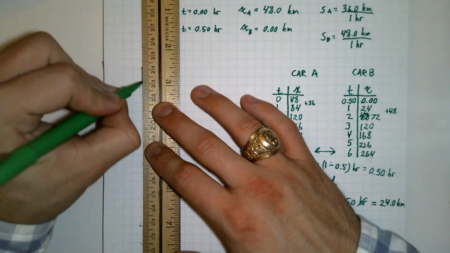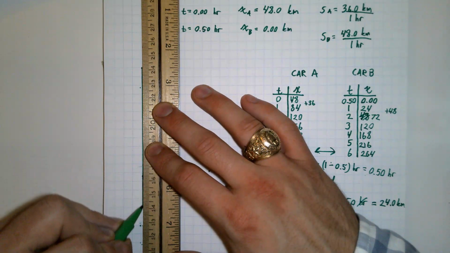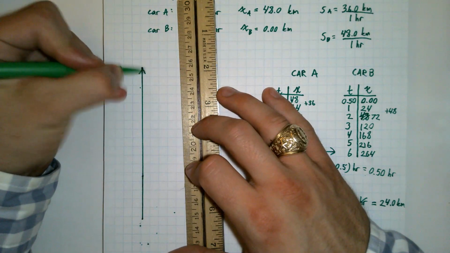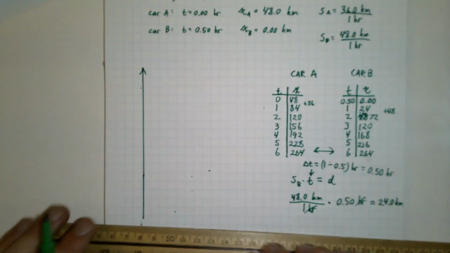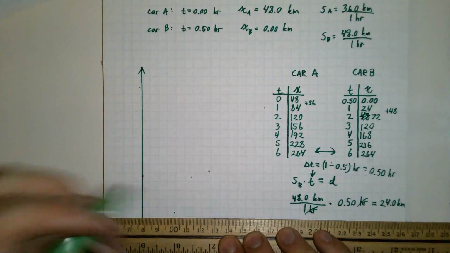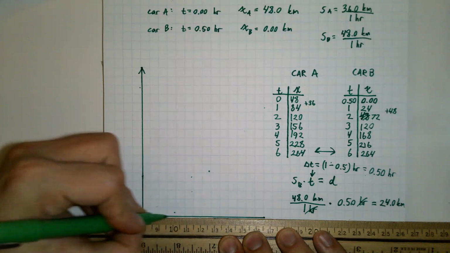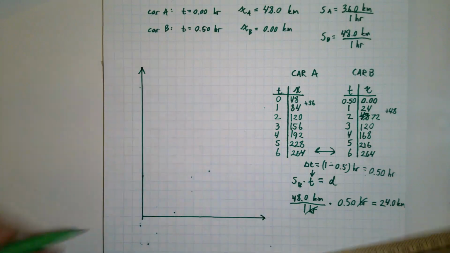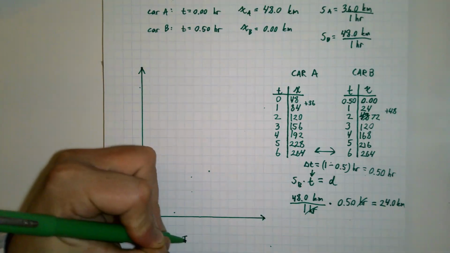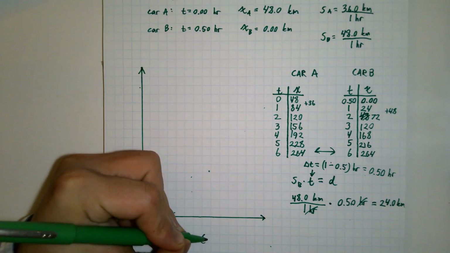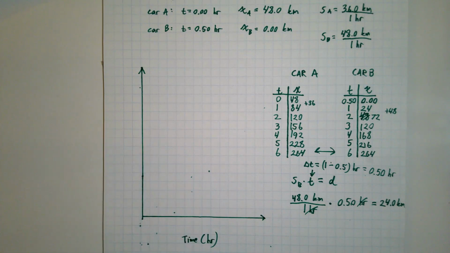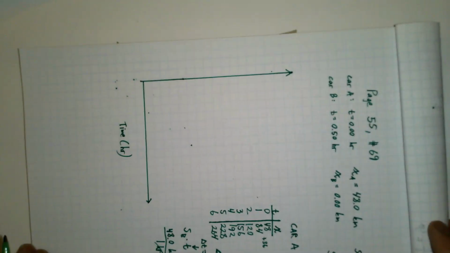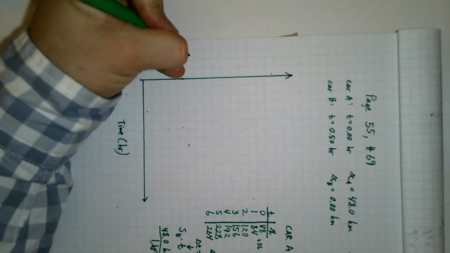We'll start with my vertical axis for my dependent variable, which is position, and then my horizontal axis, which represents my independent variable of time. Time measured in this case by hours. And my position, or my dependent variable, is measured in kilometers.